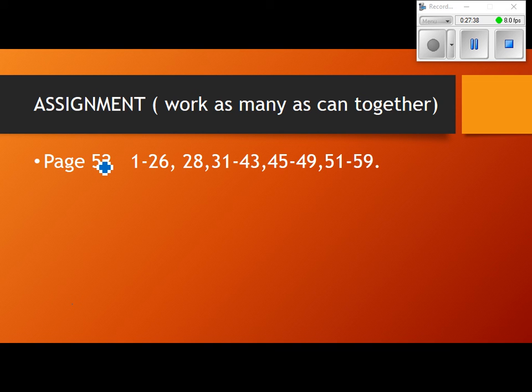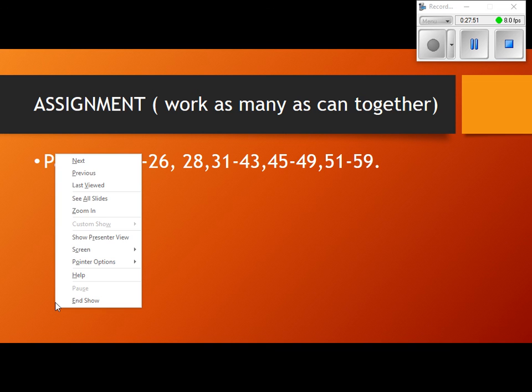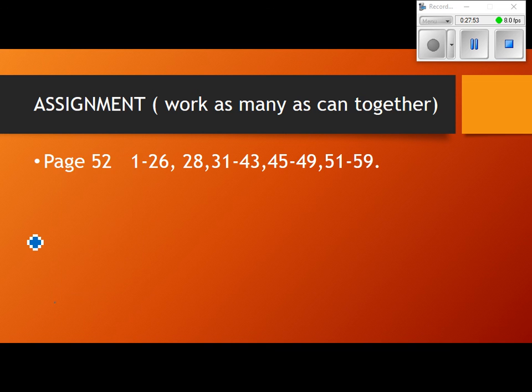All right, the assignment's on page 52, and we're going to do as much of this assignment together as we can. So get your books out, get out a clean sheet of paper, and we'll start working out problems. 1 through 26, 28, 31 through 43, 45 through 49, 51 through 59. This one, I will agree, is sort of a long assignment, but we're going to try to do a bunch of it together.